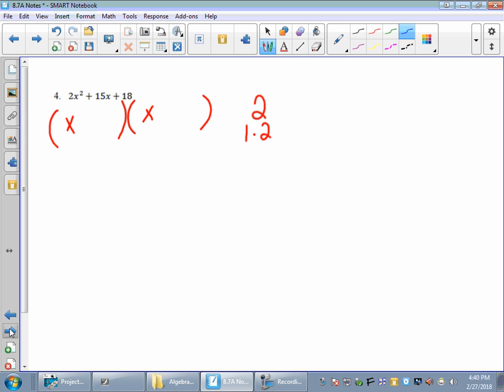My end term is 18. So I need to start thinking of some of the things that multiply together to get me 18. Right off the bat, I know 1 times 18. I know I could use 2 times 9. I could also use a 3 times 6. I don't think there's any other options other than their negatives, and we'll deal with signs in just a second.